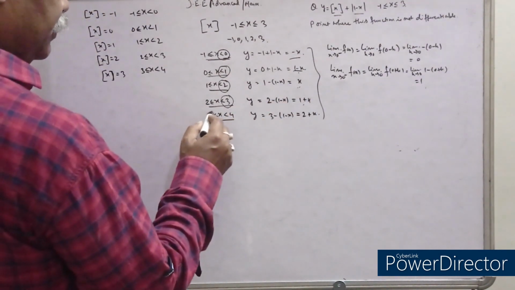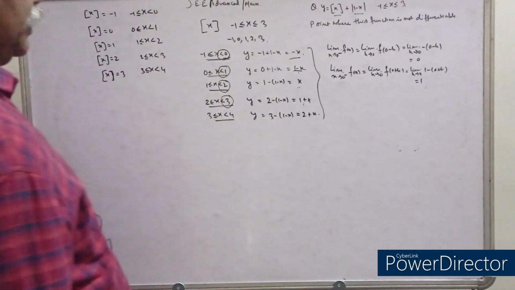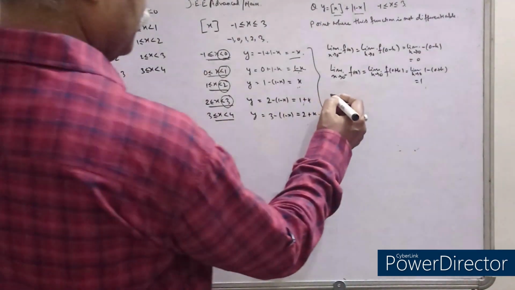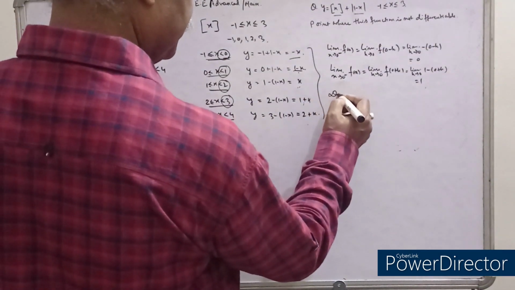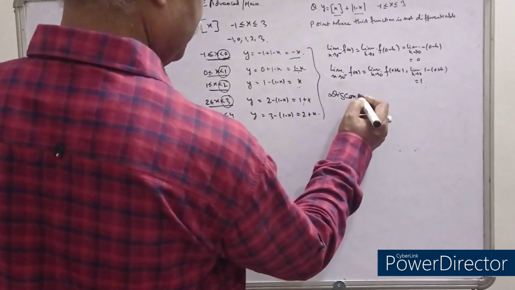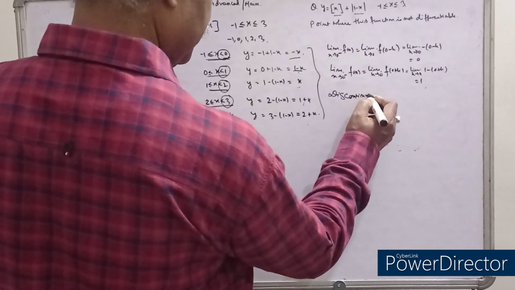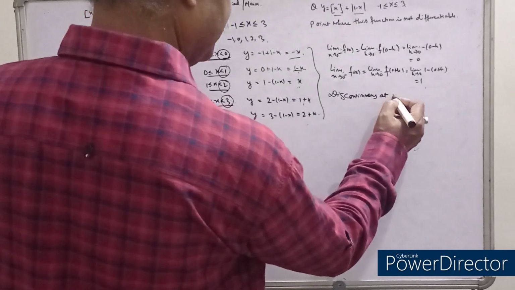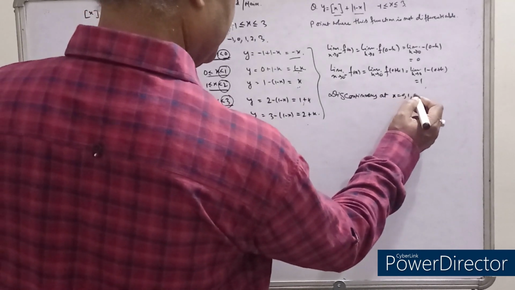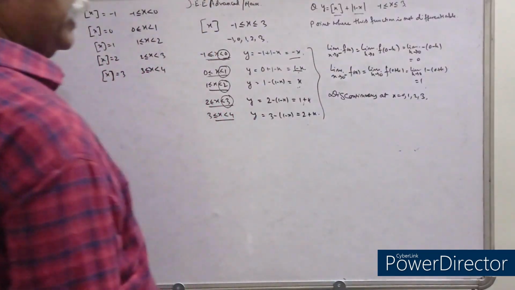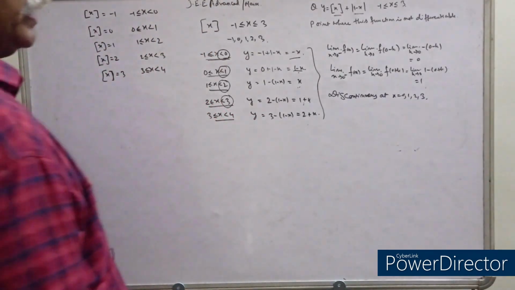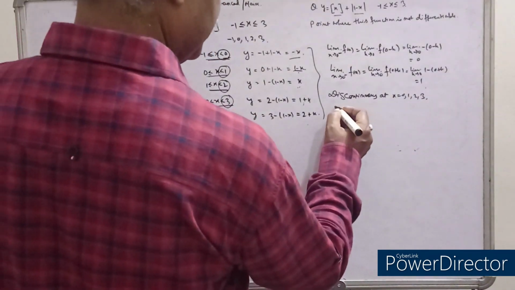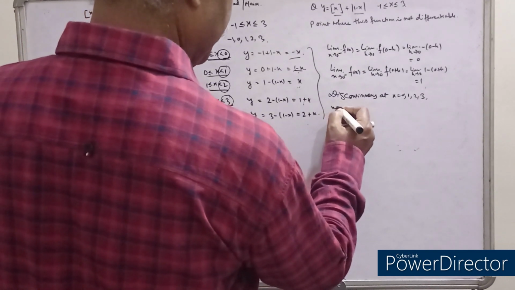Similarly for 3, there's this and this. From this we conclude that the function is discontinuous at x equal to 0, 1, 2 and 3. When the function is discontinuous at this point, it is also not differentiable.